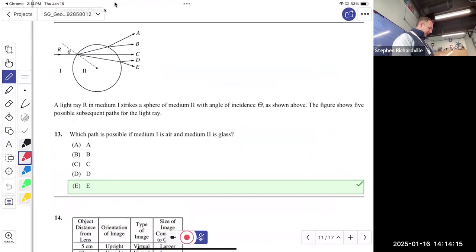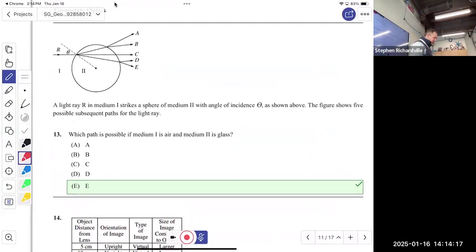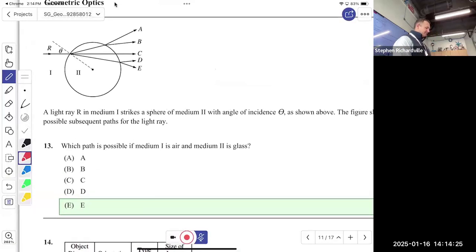All right, 13. You saw something different, argue me. How about this is helium and this is air? What's the answer?